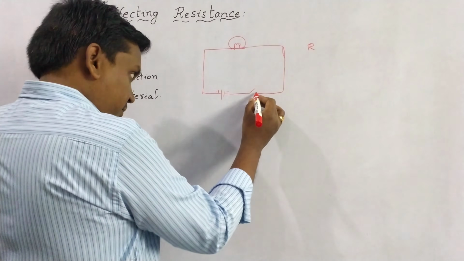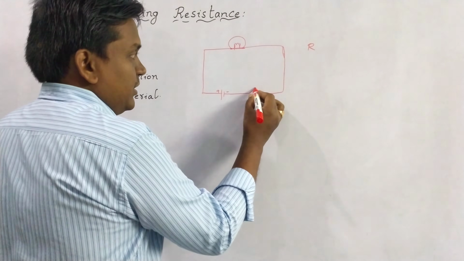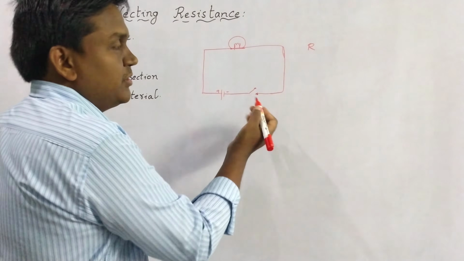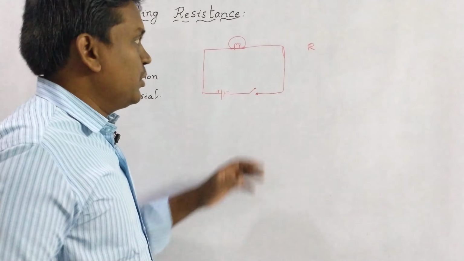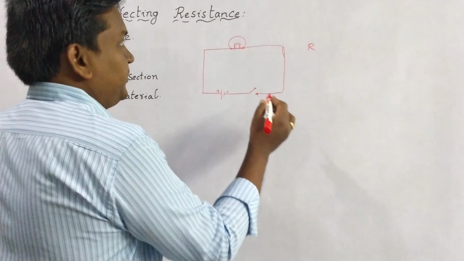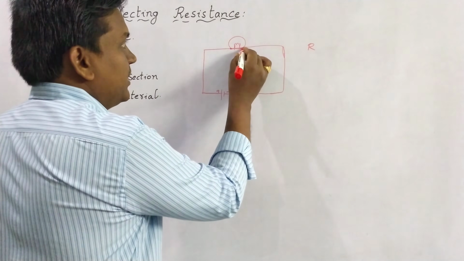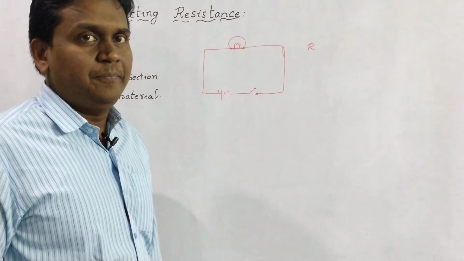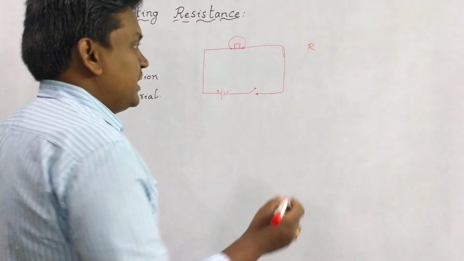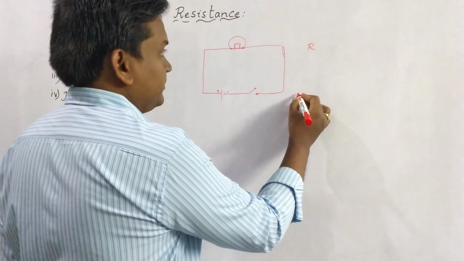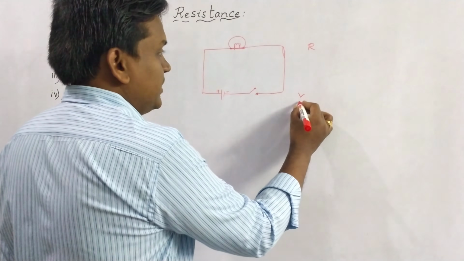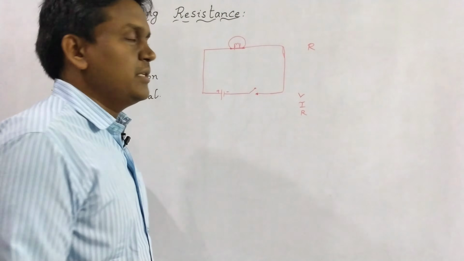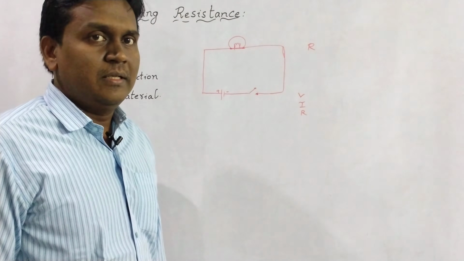Here the circuit is off. That means there is no current passing through the circuit. It is an open circuit, so no current will pass. At that time we will measure the resistance of the bulb by using a multimeter. With the help of the multimeter we can measure potential difference, current, and resistance also.